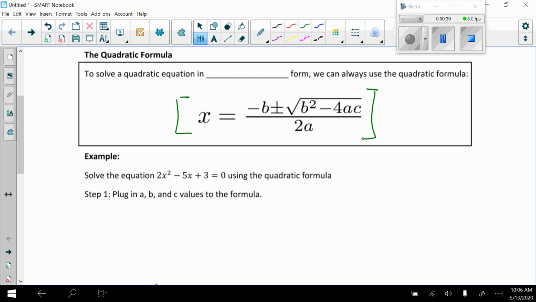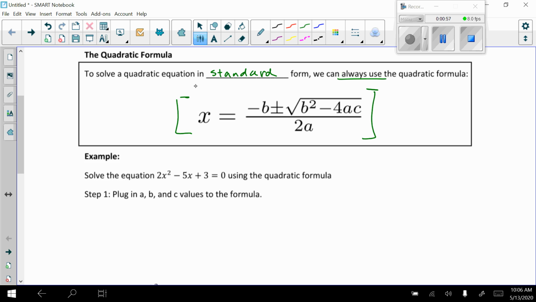So, what do we use this thing for? Well, when we want to solve a quadratic equation in standard form, we can always use the quadratic formula. You'll talk about this more in Algebra 2, but you can always use that. It's kind of like a get out of jail free card.